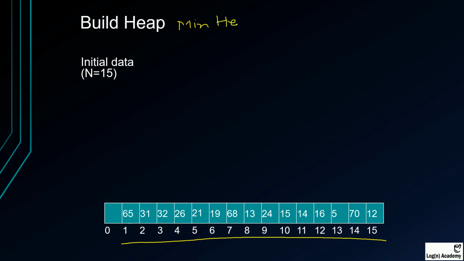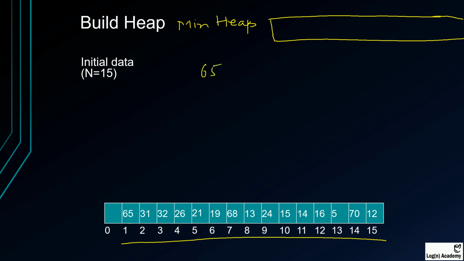To create a min heap, one approach is to create another array of the same size, and then on every insert I will check whether the insert violates the min heap rule, and if it does, I will apply the fix. For example, let's say 65. I have this node as 65, so let's insert 65 here. Then I will insert 31.